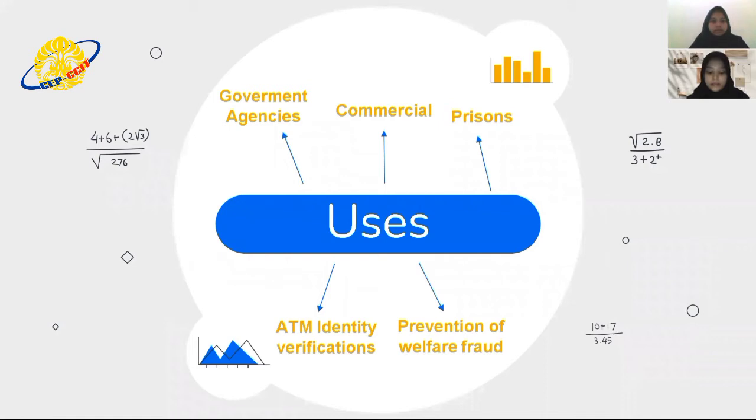Okay, this is just about Retina scan. Retina scanning has been utilized by several government agencies including the FBI, CIA, and NASA. However, in recent years, retinal scanning has become more commercially popular. Retinal scanning has been used in research for ATM identity verification and the prevention of welfare fraud.